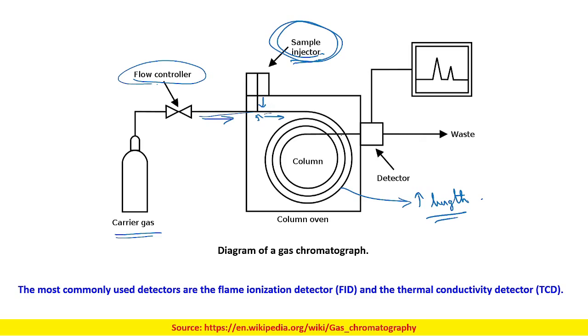the column, okay. Now this column has a controlled temperature, and that temperature control is carried out using the column oven, okay. Now after the separation has taken place, you have this detector. So we can have different types of detectors, okay. Now this detector will find out the concentration, or it will try to analyze what type of analyte you are getting, and it will give you the chromatogram over here, okay.